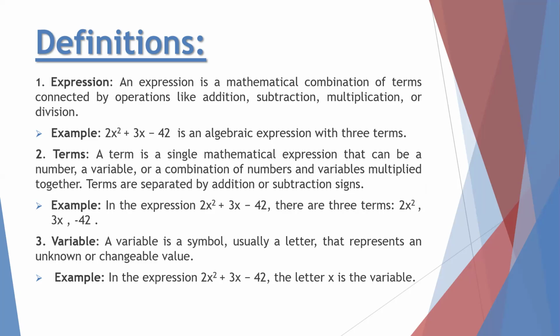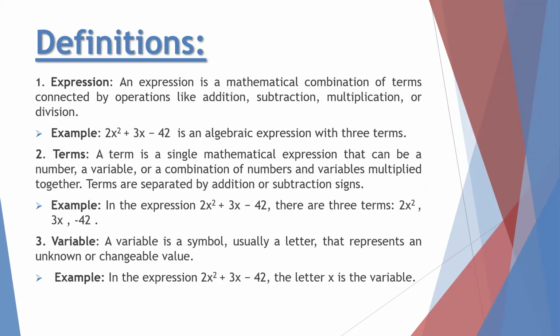See the same example below. In this example, there are three terms, and these three terms are separated by two operations, one is addition and the other is subtraction. Here you can see 2x squared is one term, positive 3x is another term, and minus 42 is the third term.